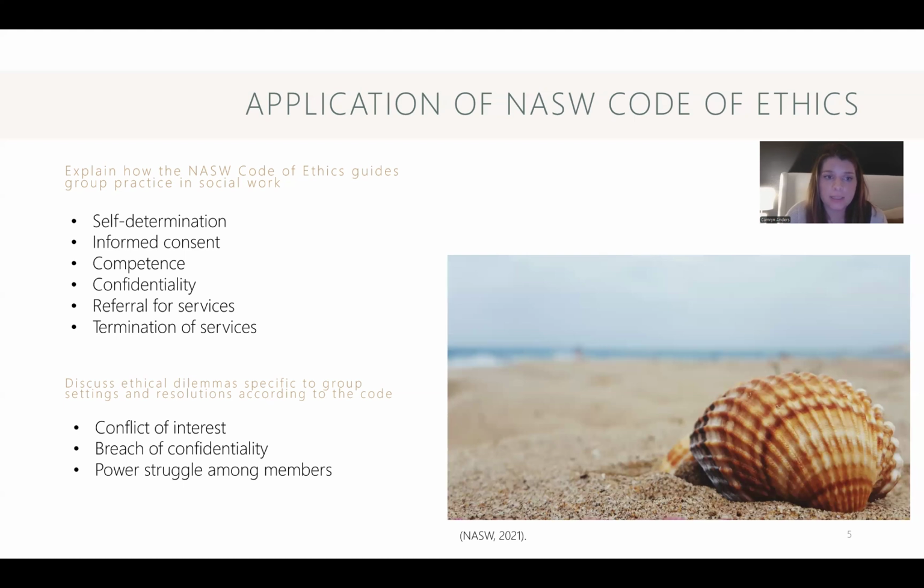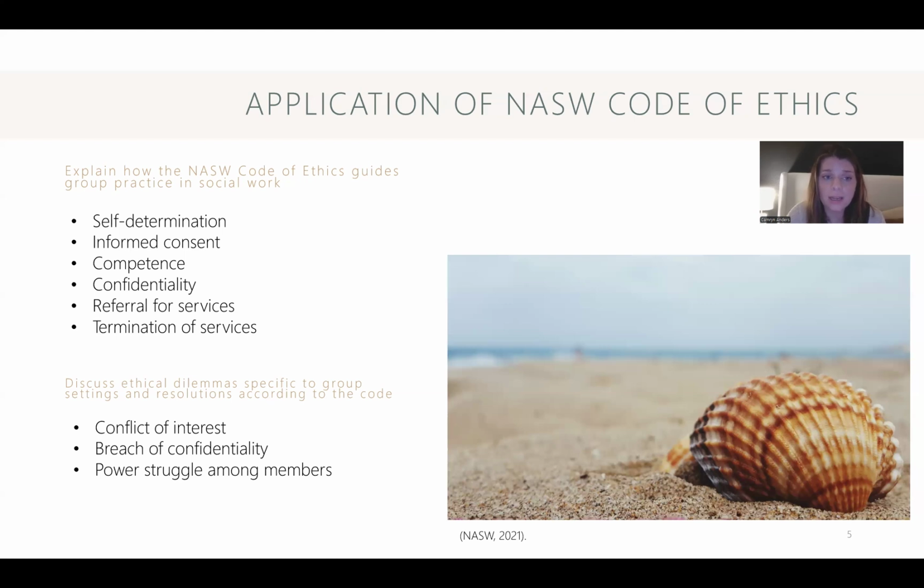Informed consent, competence, and confidentiality are also included in group practice as social workers have the responsibility of informing clients on their rights within the group, with refusing treatment, with the purpose of the group, etc. And social workers are also responsible for practicing within their competence in the area. Like I stated earlier, it's important for a treatment group leader to have the necessary background and training and education to be able to run that group effectively.